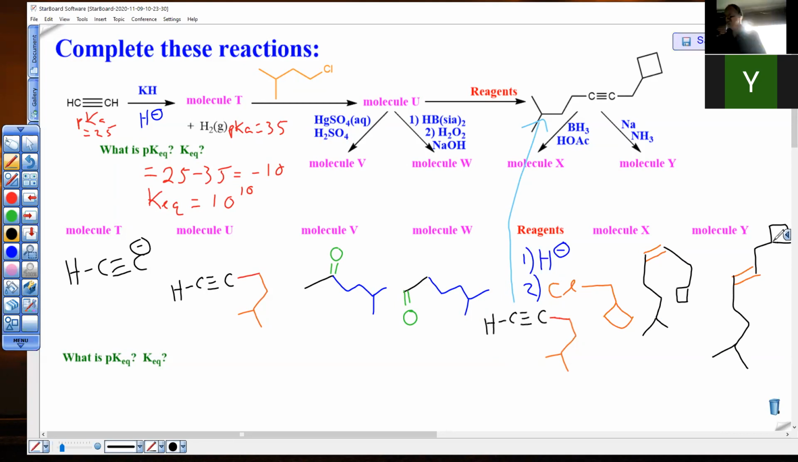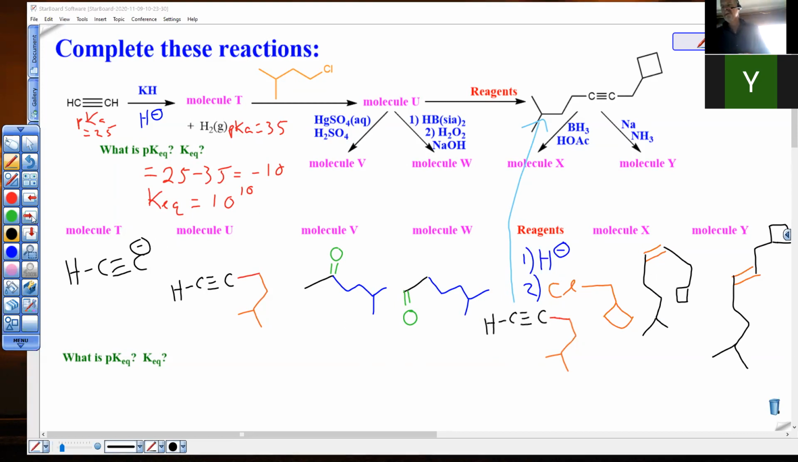So on our test, you're going to have one question where you're supposed to make either an aldehyde or a ketone. And then you'll have another question where you're going to make either a cis alkene or a trans alkene. Everything on this screen is useful for that question. So we have to master our reactions forwards before we start thinking about them backwards. That's what I'm saying.